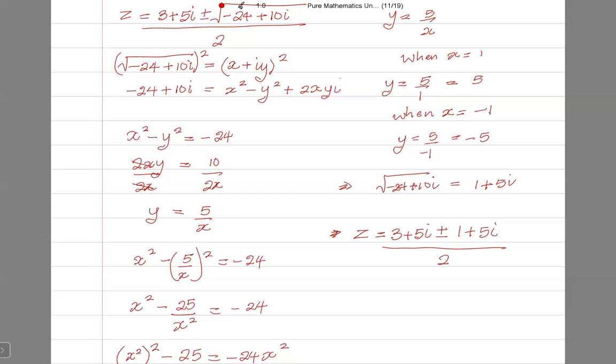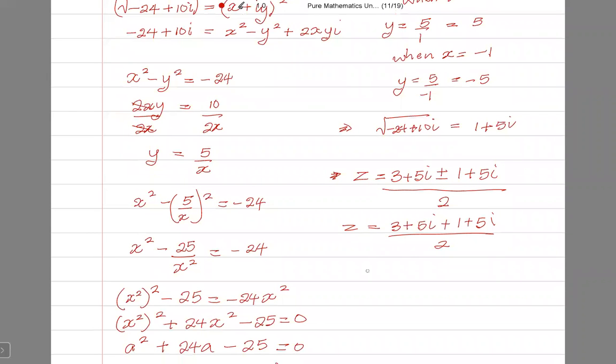We just need to simplify. Z is therefore equal to 3 plus 5i plus 1 plus 5i over 2, which works out to be 3 plus 1 is 4, 5 plus 5 is 10. So this is 4 plus 10i over 2, which works out to be 2 plus 5i. That's one of the answers.